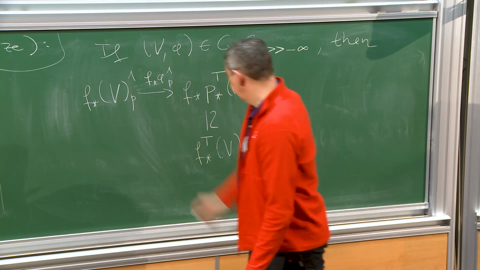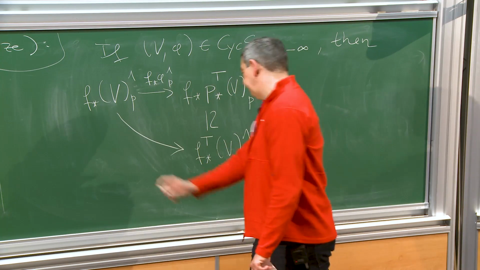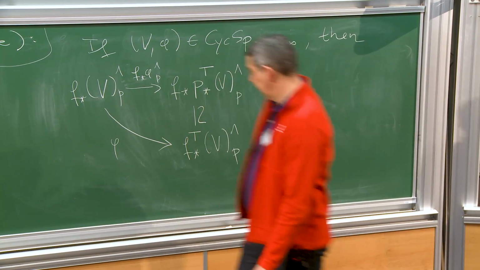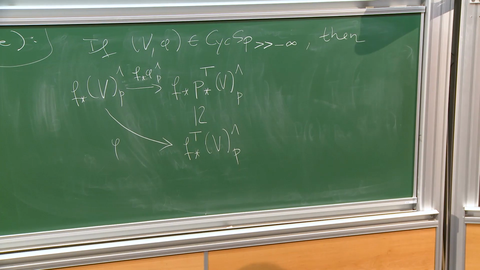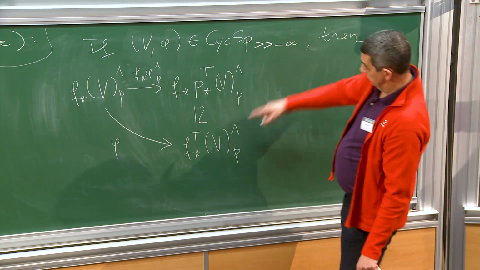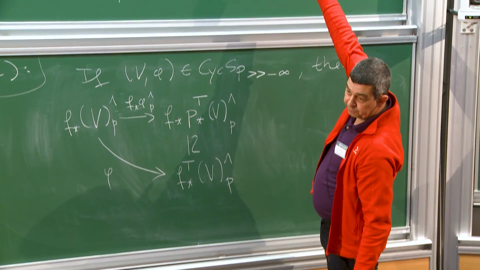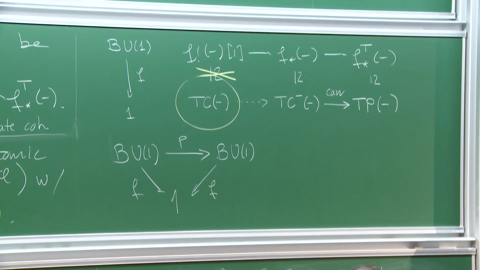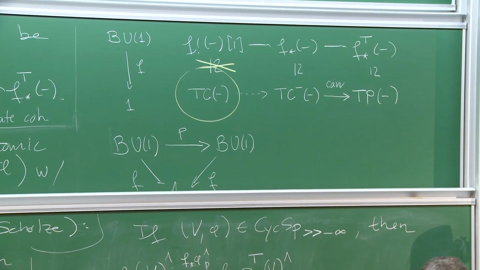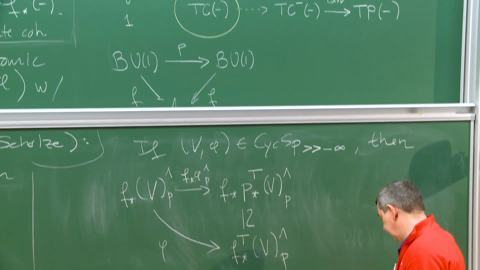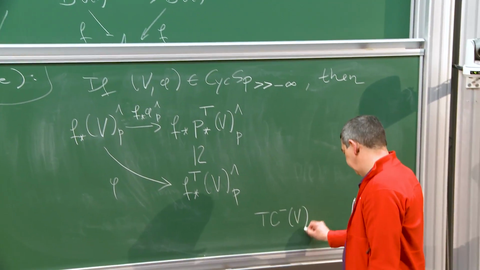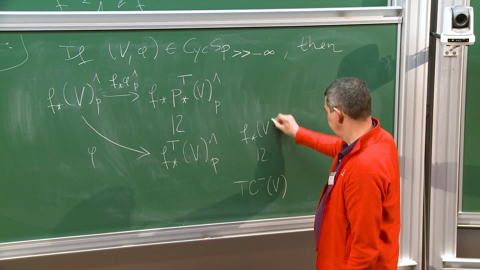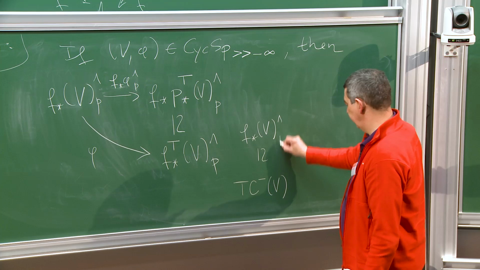So we get a map here, which I'll also just call phi. Now you can see this goes in the same place as this canonical map we had upstairs. So now the definition of TC is that we take this, which is that, and now I'm going to P complete.